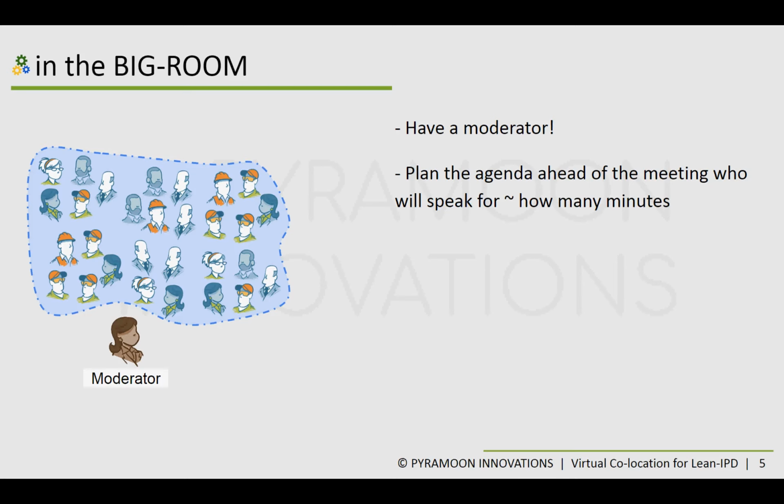Another thing is to have an agenda ahead of time. In Lean IPD projects, it is very common to have that, but the effect of not having a proper agenda ahead of time is greater in online sessions. So you just want to avoid conversations regarding what to put on the agenda and what not at the beginning of each big room. Just make sure that you have an agenda in place when you are starting your big room meeting.